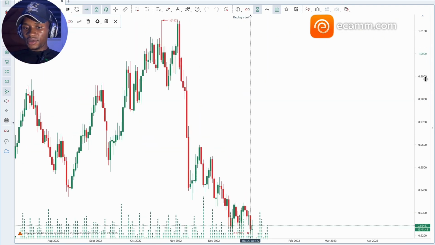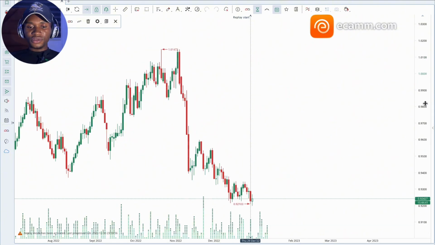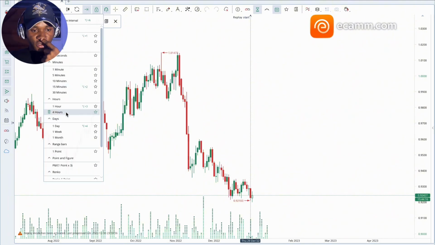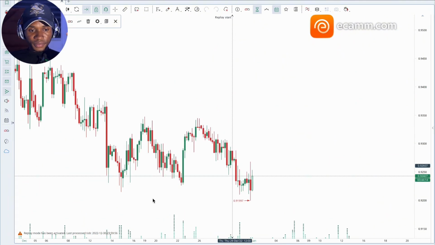So basically, looking at this now, you can see this is a downtrend. As it's a downtrend, we have a lower high, we have a lower low. That's one. We have another lower high, another lower low. So that's two. This is a downtrend. So let's go to the 4-hour and see what the market is showing us over there.